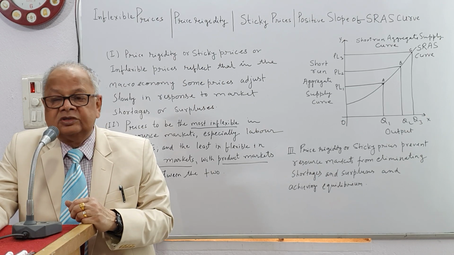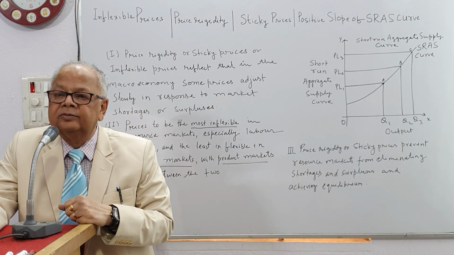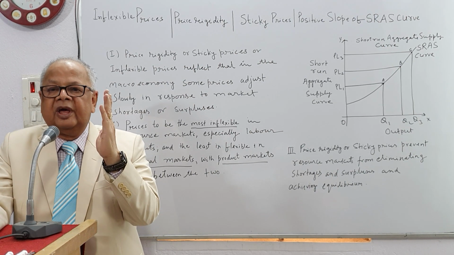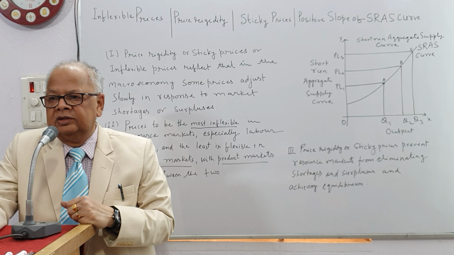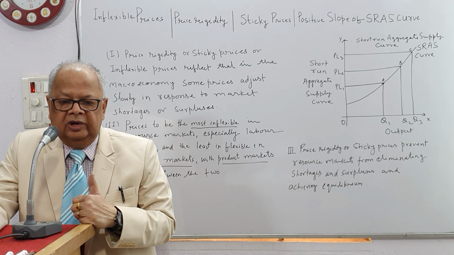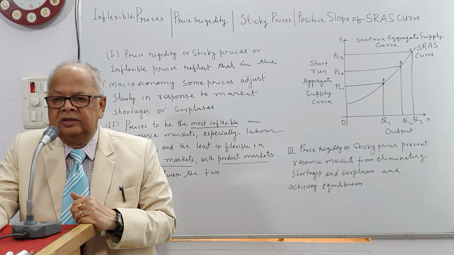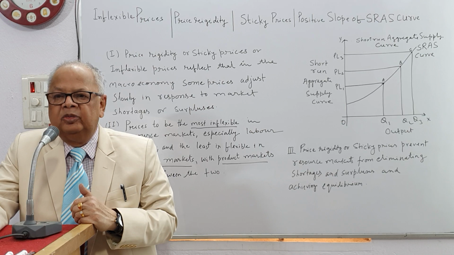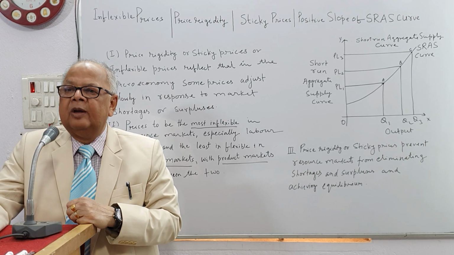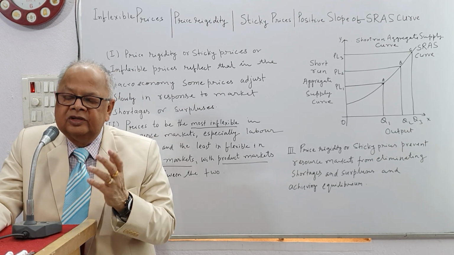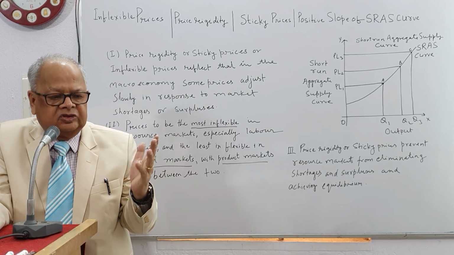Therefore, in classical economics, we find that the supply curve is a vertical line in the long run. Because they thought that demand and supply will adjust quickly, continuously, bringing about equilibrium in the economy at full employment level without interference of the government, without interference of the state, without interference of any regulations.